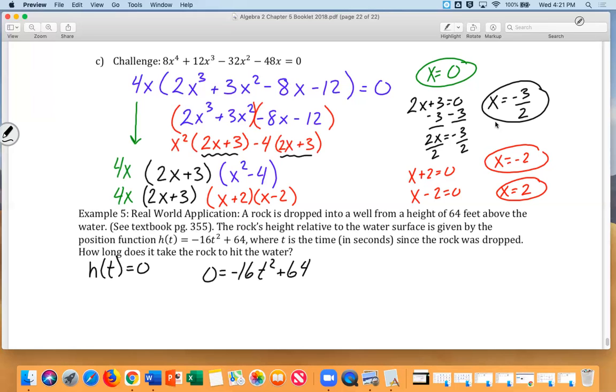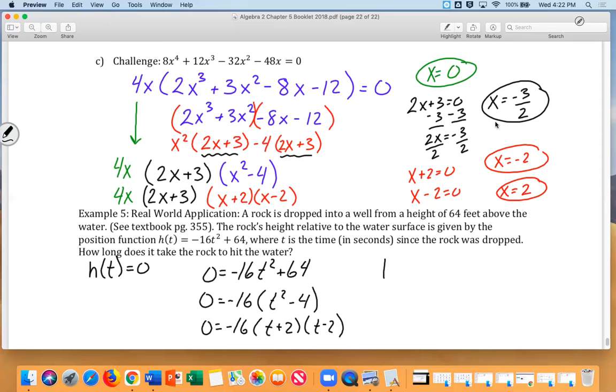Well, 16 goes into 64, so I'm going to actually factor out a negative 16 because that's going to make my first term positive. So that gives me t squared. And then 64 divided by negative 16 is negative 4. Look at that. I just did that problem. So I get negative 16 times t plus 2 times t minus 2 equals 0. Now I have two answers here. How do I know which one it is?